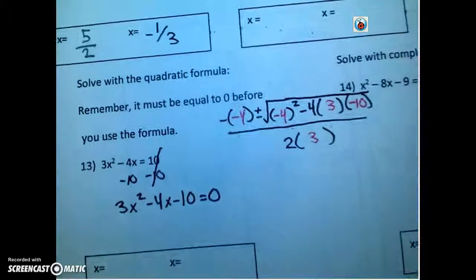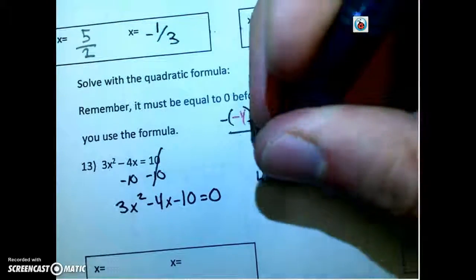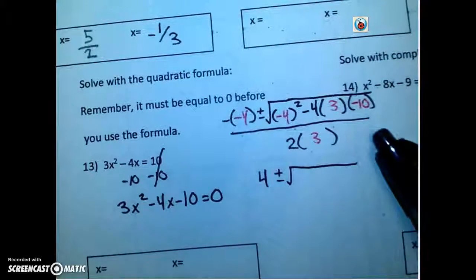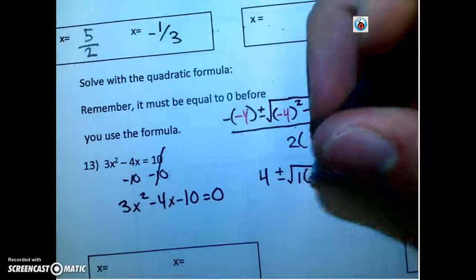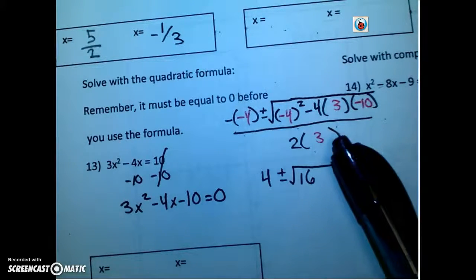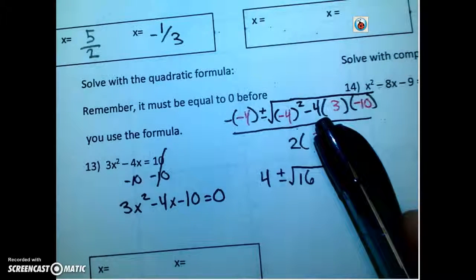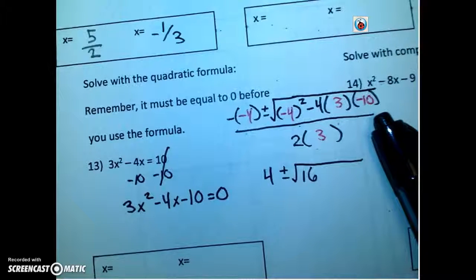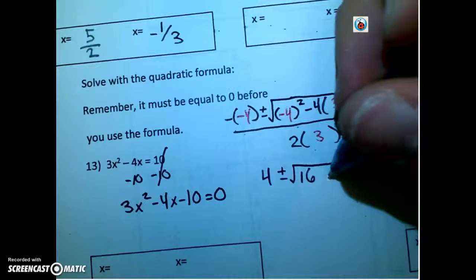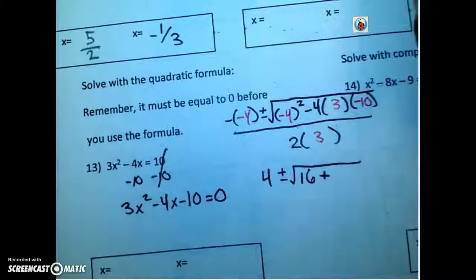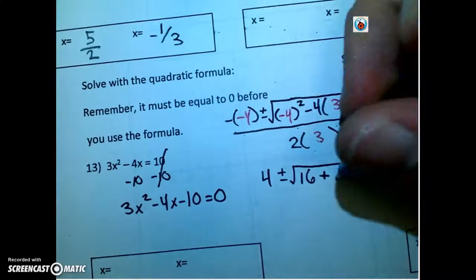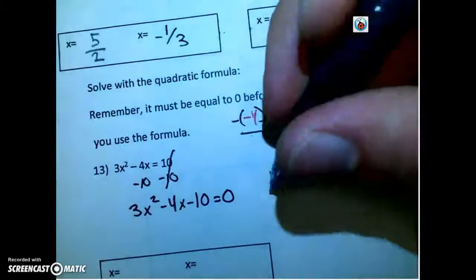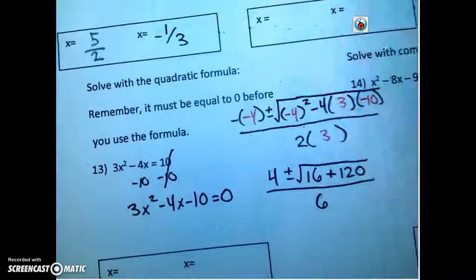Right? Let's just simplify. And I put all this stuff together. So then if we do a negative 4 times a 3, negative 12 times a would give us a 120. And then we're all divided by this.